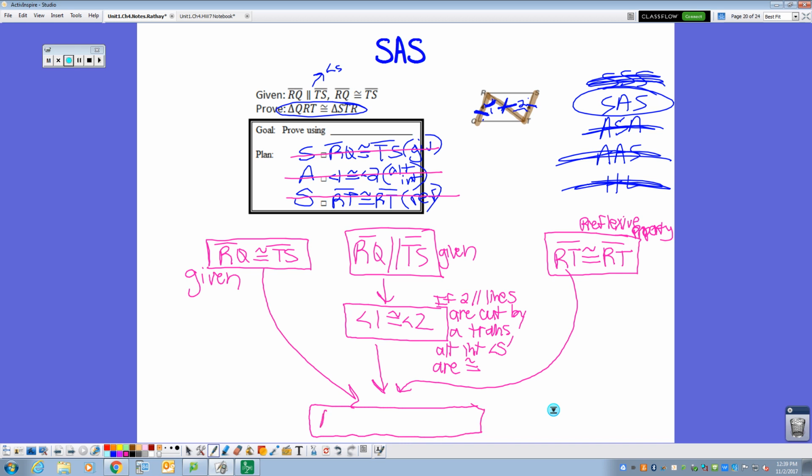Triangle QRT is congruent to triangle STR. And my reason is SAS congruent to SAS. Not so bad. 3 branches. Each branch, as we move on, is going to get a little bit larger, but the idea stays the same.